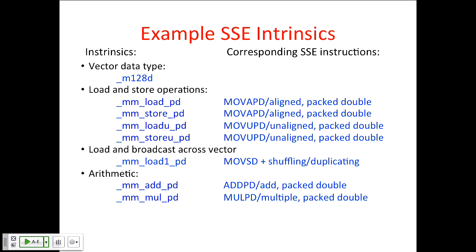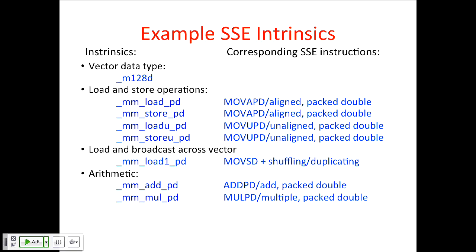So _mm_load_pd. That's equivalent to this MOVAPD, aligned packed double instruction, right? So this is the C function that will turn into this one SSE instruction. And there's one for store. There's unaligned versions, I'll talk about these other ones. Arithmetic, do an add, do a mul. And notice the last part of the name tells you the data type. Is it packed double, whatever.